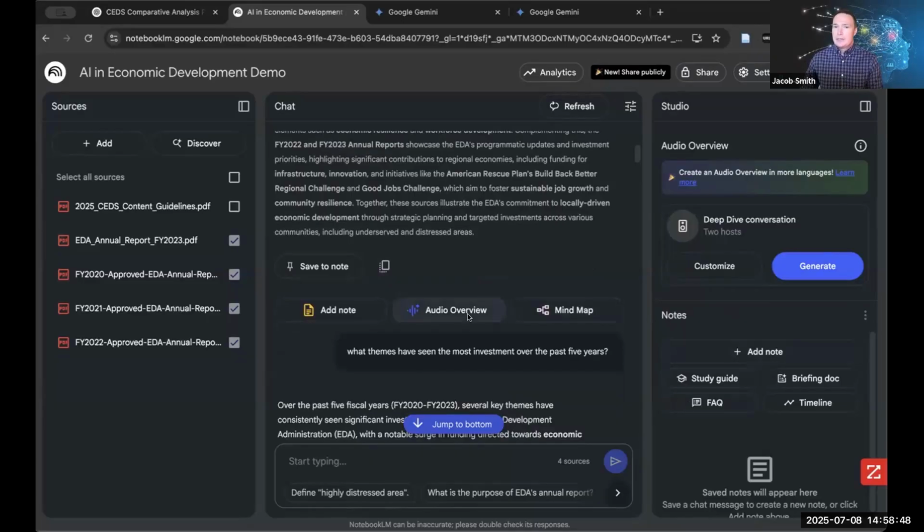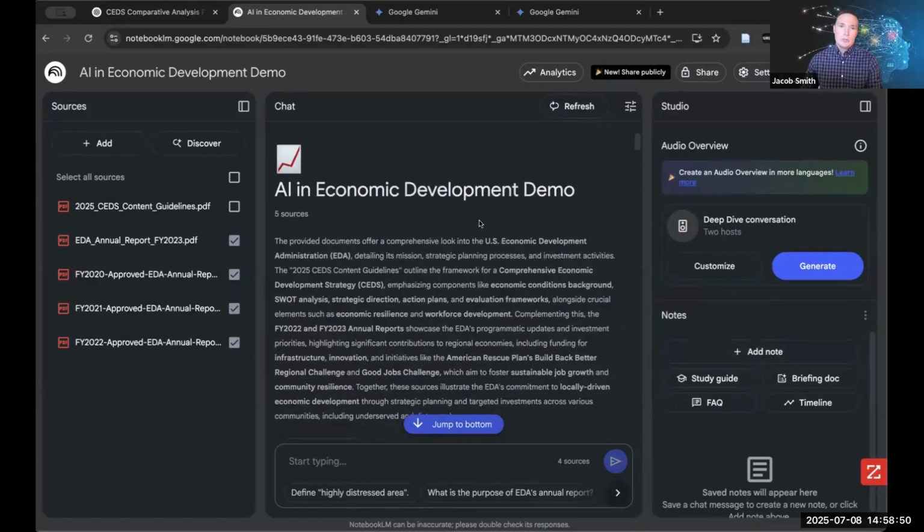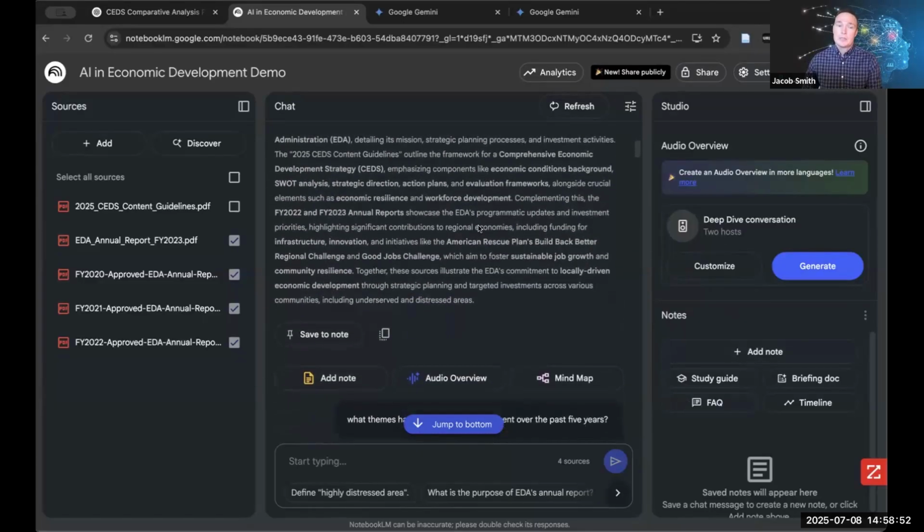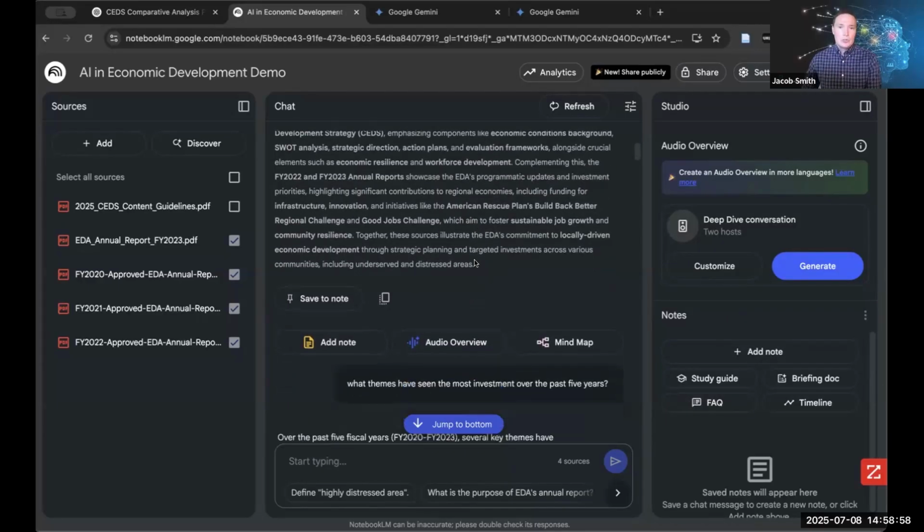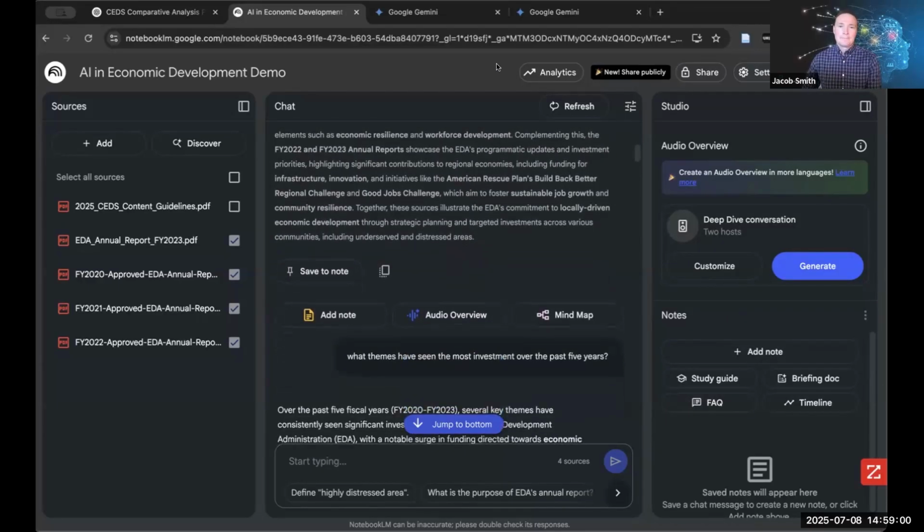There are other features within here that you can play around with, but this is one of the tools that I go to most often, specifically when doing research, because it provides you data-backed, cited answers to the questions that you're asking.